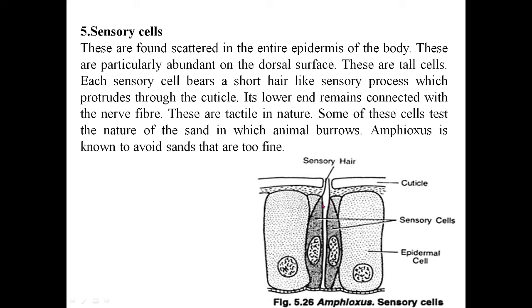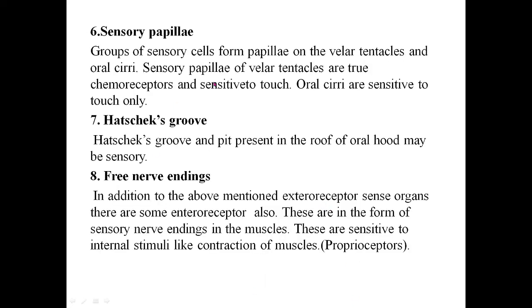Then the sensory papillae is the sixth one. The groups of sensory cells form the papillae on the velar tentacles and oral cirri. The sensory papillae of the velar tentacles are true chemoreceptors and sensitive to touch. Oral cirri are sensitive to touch only. Then the next organ is the Hatschek's groove and Hatschek's pit, which are present in the roof of the oral hood, and they may also be sensory. And the last organ is the free nerve endings.